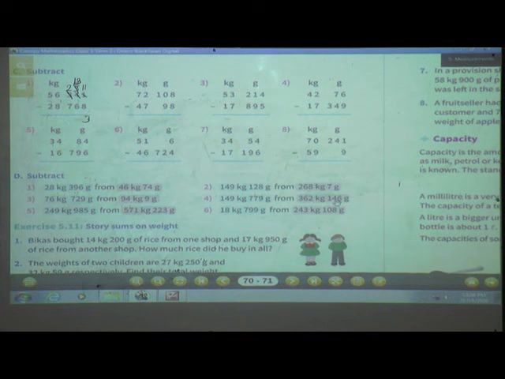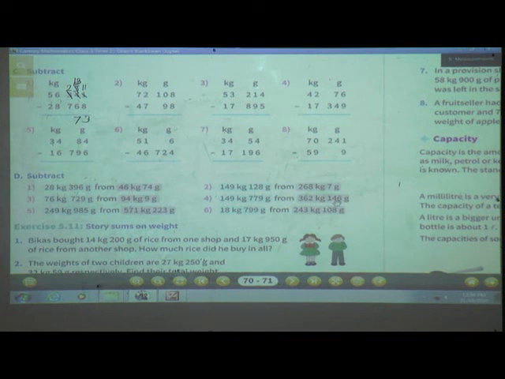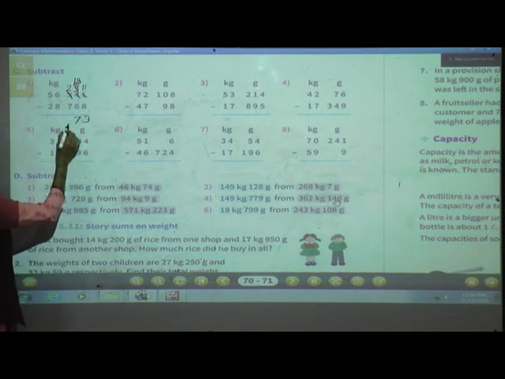Now 13 minus 6. Yes, do the subtraction. After 6 you have to count your fingers till 13. Correct, 7. So here we'll write 7. Then 2 minus 7. Again, can you do 2 minus 7? No, we can't do 2 minus 7 because 2 is smaller than 7. So here also 2 minus 7 is not possible.